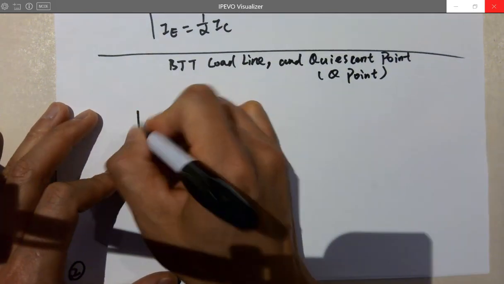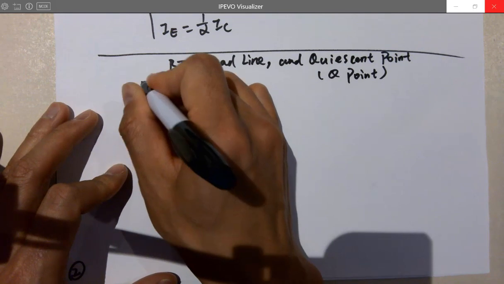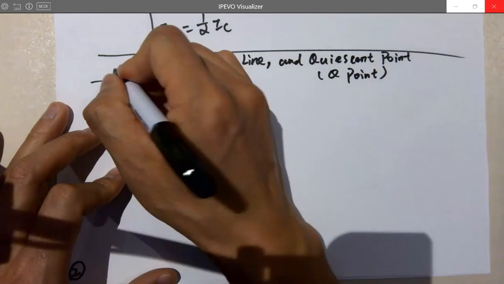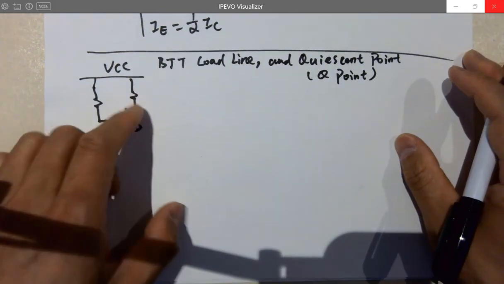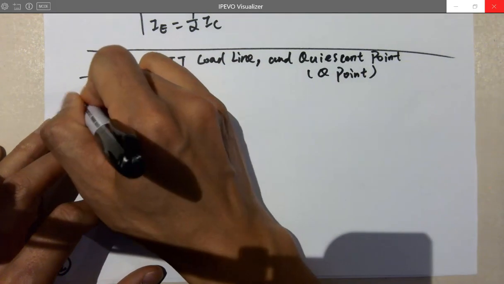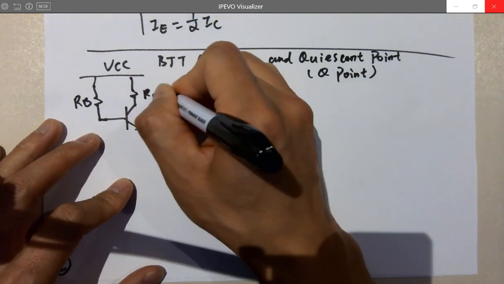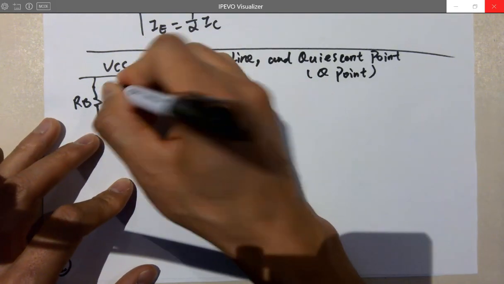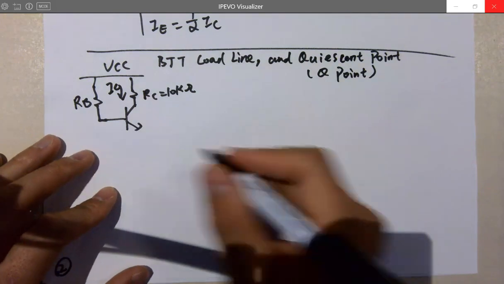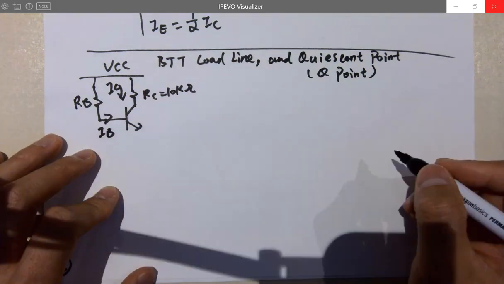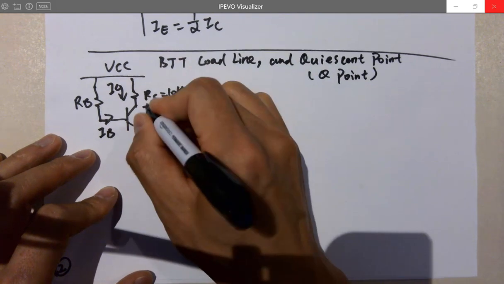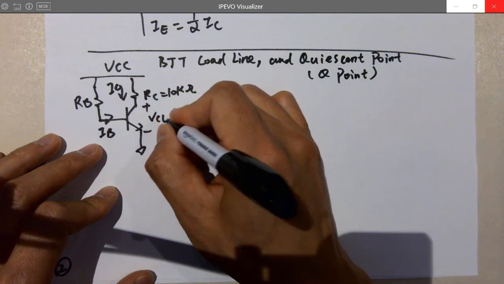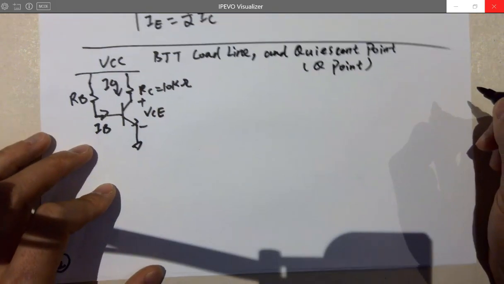If I draw a little circuit: VCC, collector, VCC, RB, RC is 10k ohms, and IC is the current flowing into the collector, IB is the current flowing into the base, and the emitter is directly grounded, and the voltage difference between the collector and emitter is VCE. Okay?